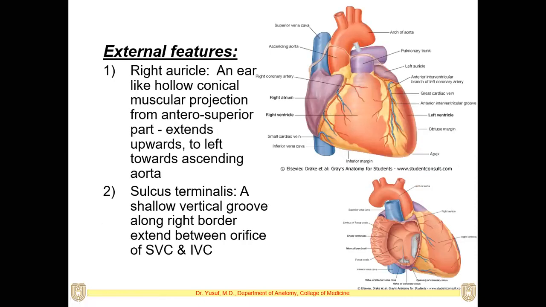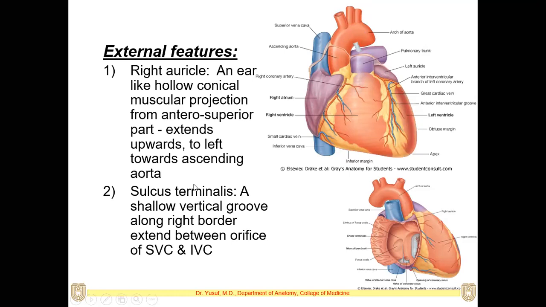Now coming to some of the external features. One is the auricle. As I said, this is an ear-like hollow conical muscular projection from the anterior superior part. So this is an extension from the right atrium in the anterior superior part. This is called the auricle. It extends upwards to the left towards the ascending aorta. As you can see here, it is overlapping the ascending aorta. This is the ascending aorta and the arch of aorta. So it is extending up to the ascending aorta. This ear-like projection is called the right auricle. Similarly, we can also see the left auricle of the left atrium.